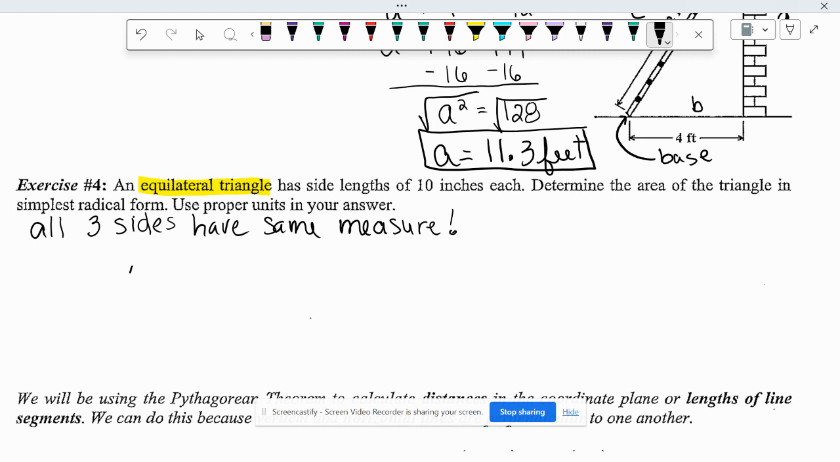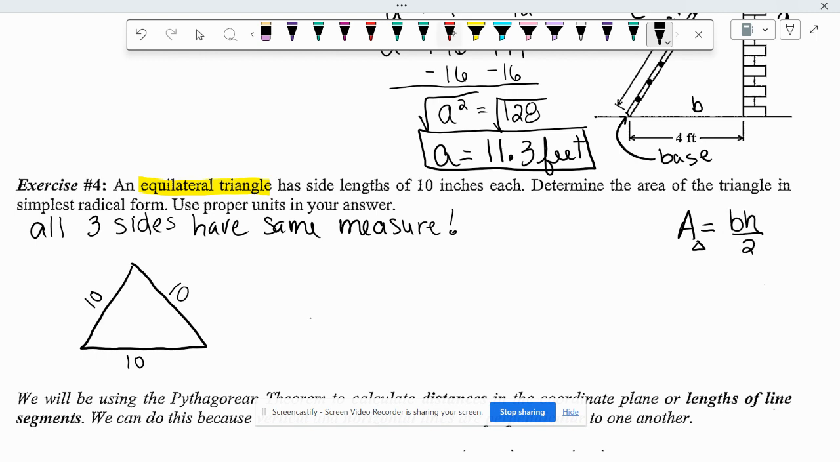I'm going to draw a picture of it because I want to talk about this. It says that all of the sides have a measure of 10 inches. So 10 inches, 10 inches, 10 inches. And it's going to ask me to find the area of the triangle. So the area of a triangle is the base times the height divided by 2.